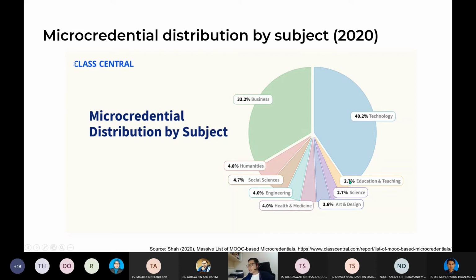I was quite surprised. Actually, subjects like engineering, although it is technology, are actually pretty low. And education and teaching, although there are many teachers, or we as lecturers, need to step up our teaching in this new era. I was expecting this to be larger, but this is the reality right now. So if you're thinking about offering a micro-credential course, technology will get more uptake. Business, maybe. If you're thinking about art and design, it needs to be a really good program to ensure some people take our course.